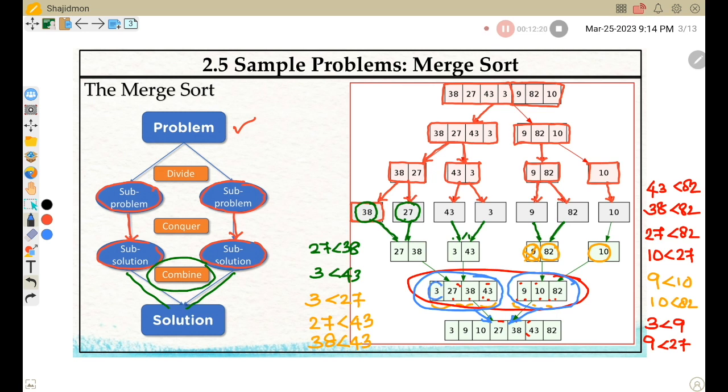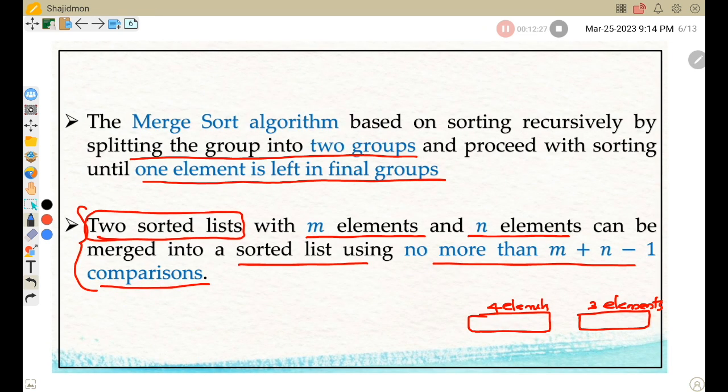What we did here: first we compared 3 and 9, and whichever is the lower one, we write here. Like that, how many comparisons are needed? Maximum m plus n minus 1 comparisons. That means the first list has 4 elements, plus the second list has 3 elements. So how many comparisons in total are needed to merge these two lists into a sorted list? 4 plus 3 minus 1. That means 4 plus 3 is 7, 7 minus 1 is 6 comparisons maximum needed in that example. So that's what this rule is telling.